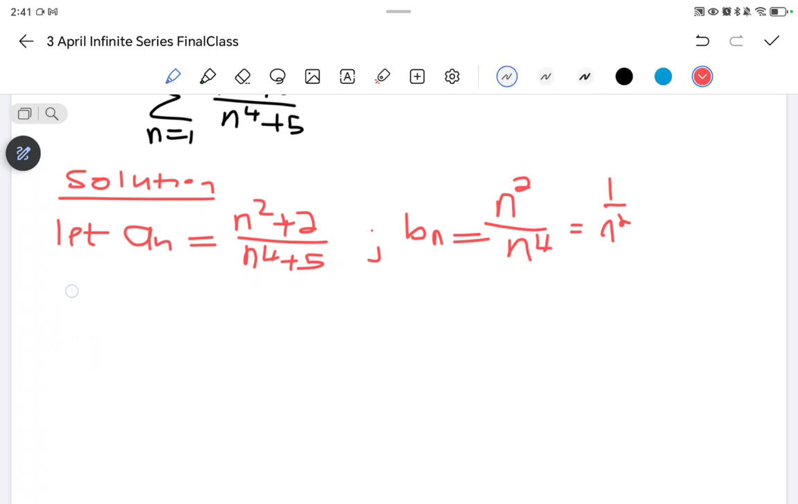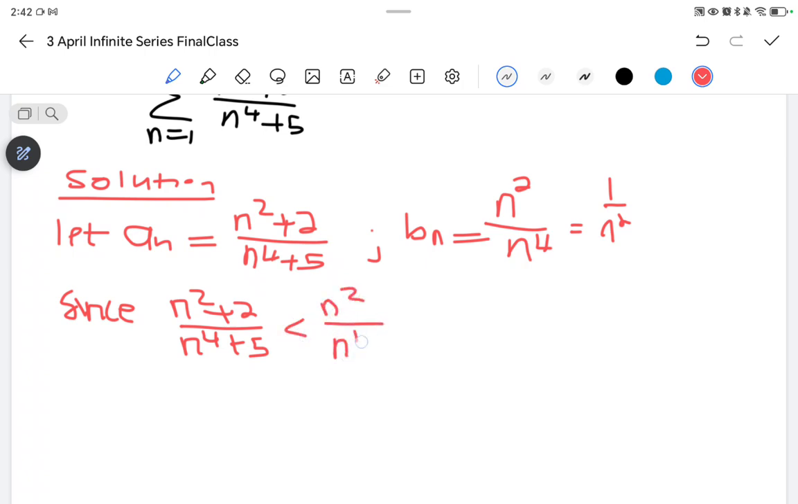So we can write this. We can say since n squared plus 2 over n to the 4 plus 5 is less than n squared over n to the 4. There's no need for me to write less than or equal to, because this is strictly less than. The first value that I plugged, they were not equal. And the more bigger values I plugged, they became less also. So this was kept constant. So it means that now we have this.